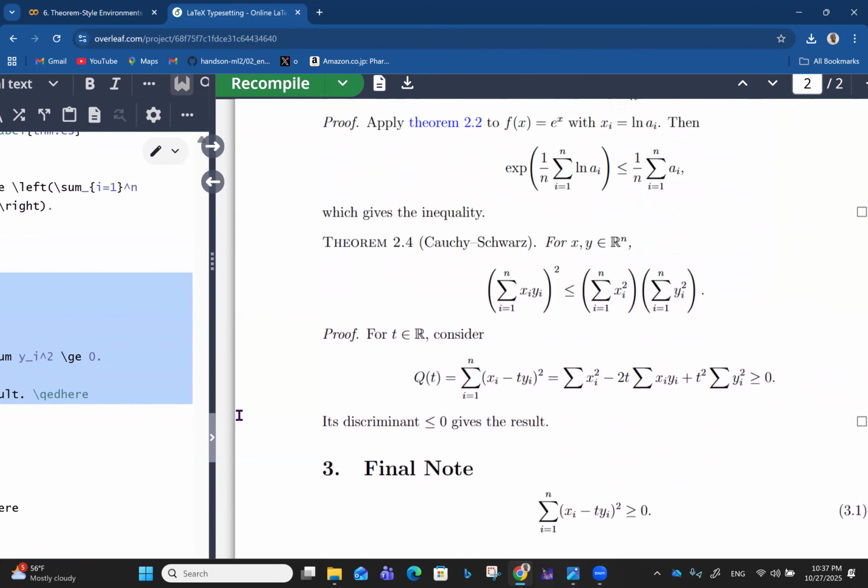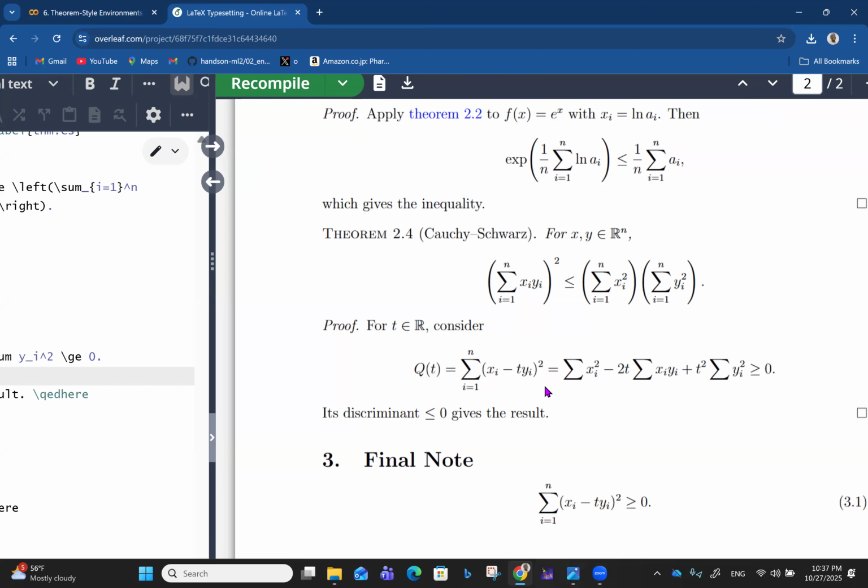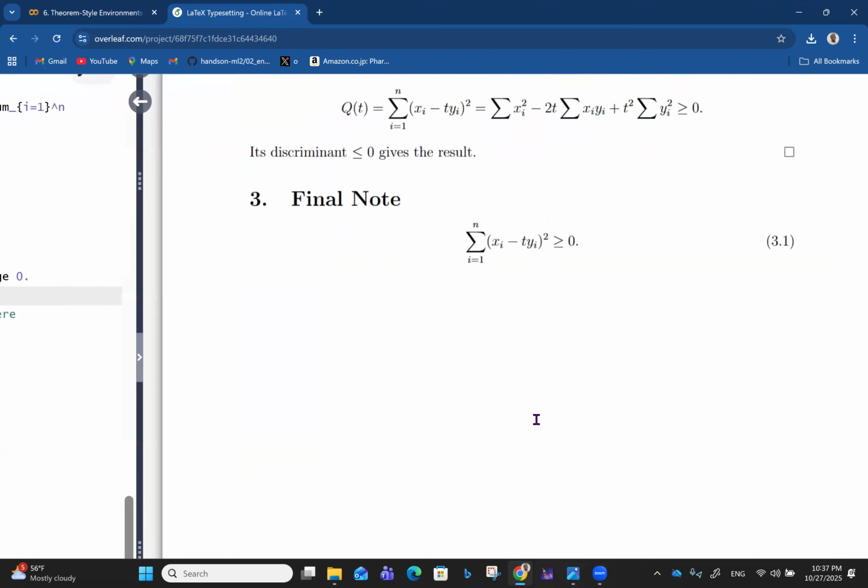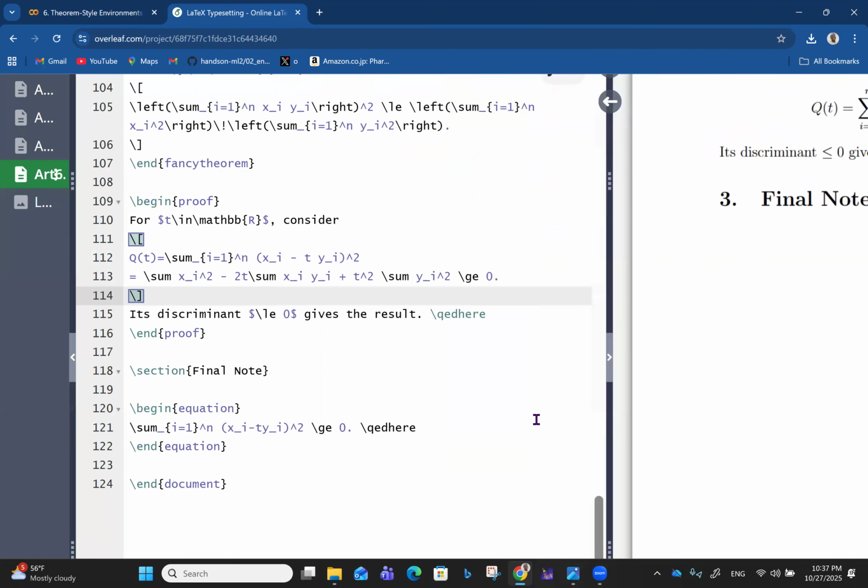To prove it, for t belonging to R, consider q of t to be equal to this whole thing. Its discriminant being less than or equal to 0 gives the result. These things are just like briefs of the whole thing. For the final note, you can just say begin equation and end equation, the summation of this is greater than 0, and that ends. So the summation from 1 to n of (xi minus t yi) all squared is greater than or equal to 0, basically. These are just possible ways to get around all of these things.